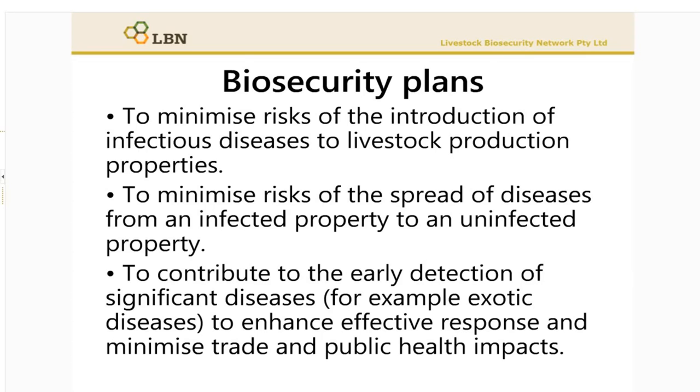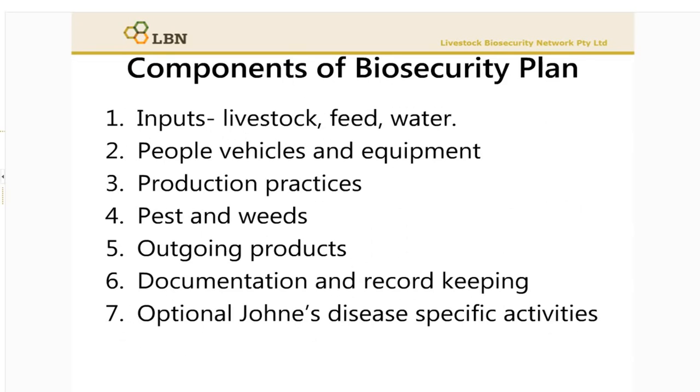Most of us don't deliberately spread disease, but we may inadvertently spread disease by sending animals which may be from an infected property into the sale yard, intending them for slaughter, but someone else buys them. So those two things: making sure disease doesn't spread inwards or outwards from your property, or at least minimising the risk of that happening. The other thing we want to do is contribute to the early detection of significant diseases, maybe an exotic disease, so that we can enhance response and get onto these diseases quite quickly, and minimise trade restrictions and public health impacts if necessary. So the biosecurity plan reflects those requirements.